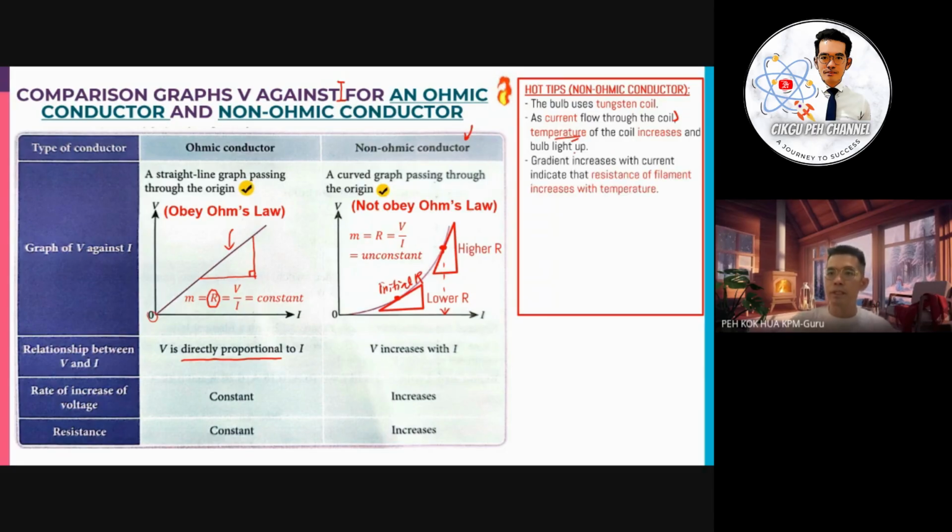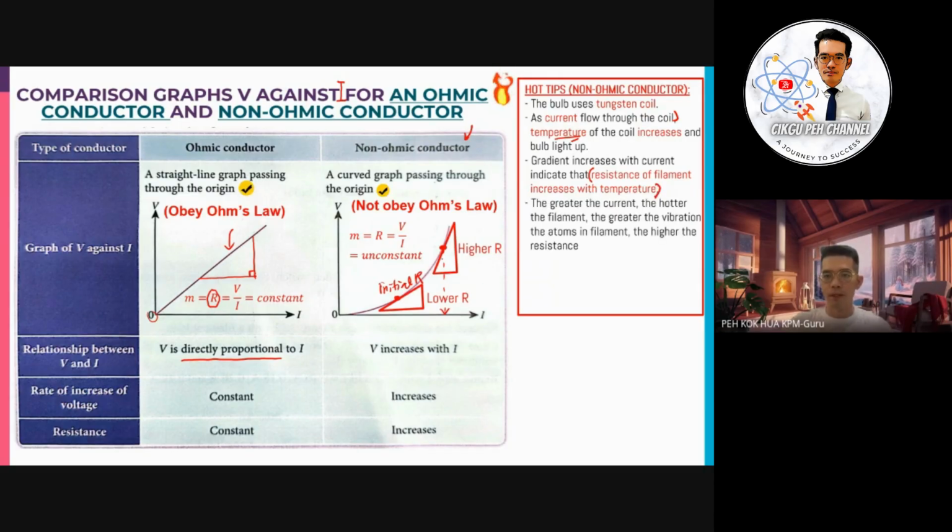During the current flow, the temperature increases, which causes the resistance to increase. So you can see the gradient increases with the current, indicating that the resistance of the filament increases with temperature.